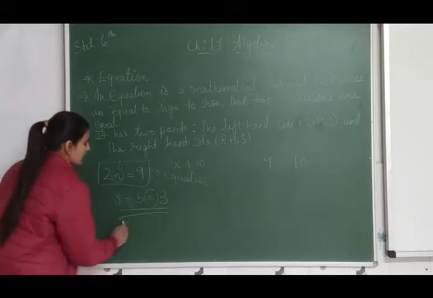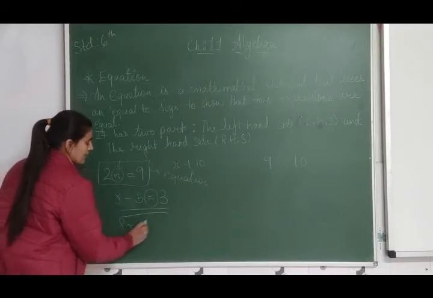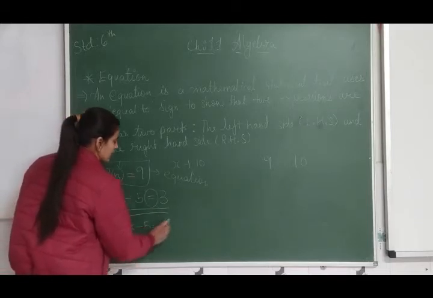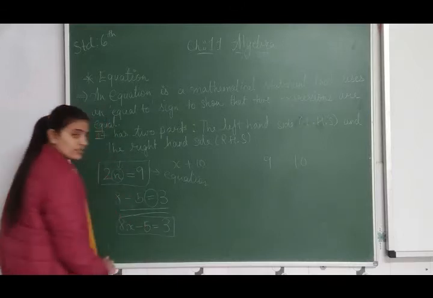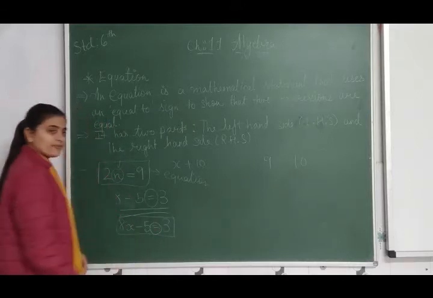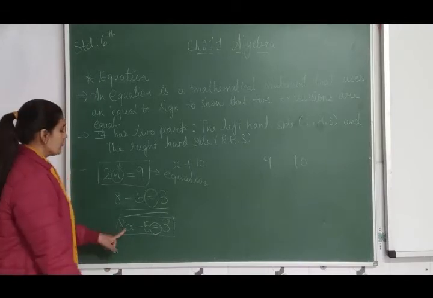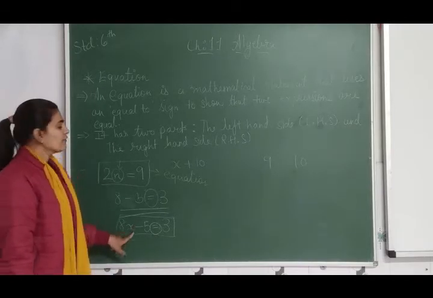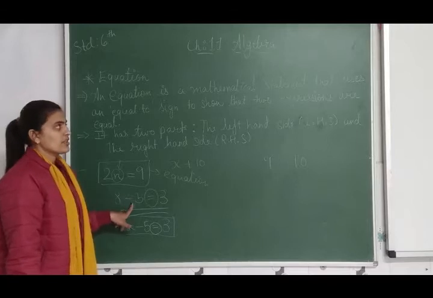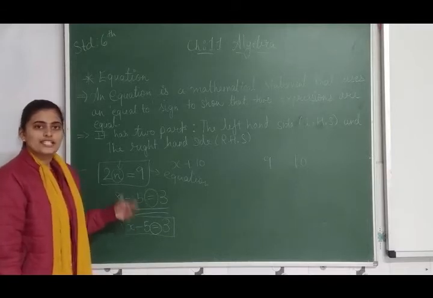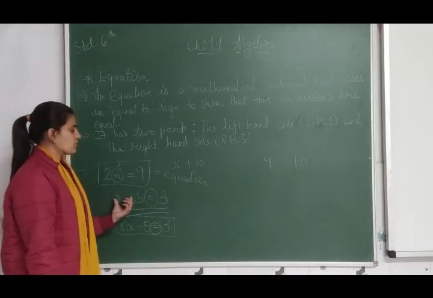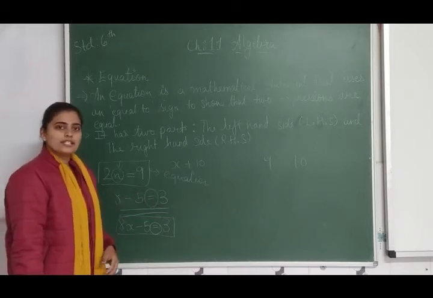Now here 8x minus 5 is equal to 3. Then this is also an equation because an equal to sign is there. But this is an algebraic equation, because here a variable is there. If there is no variable, then which equation is it? It is an arithmetic equation, because only numbers are used over here.